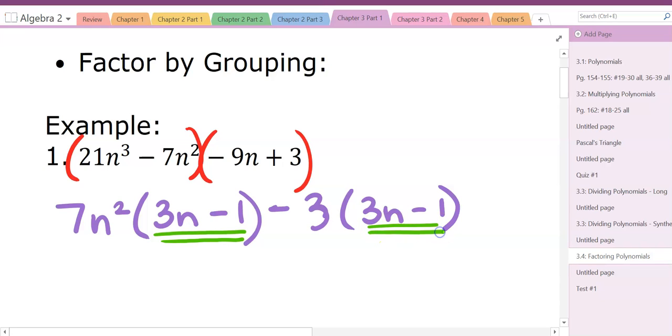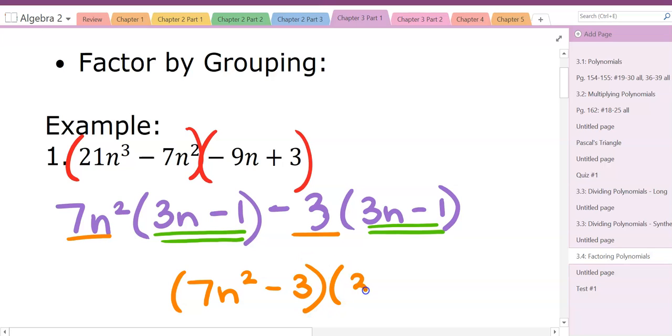Okay, so the insides of those parentheses match. If you don't remember what you do to finish this up, the pieces sitting outside or out front of the parentheses, so the 7n squared and the -3, go in their own set. And then the 3n minus 1, you just write that down one time, and that again goes in its own set. And so this is the factored form.